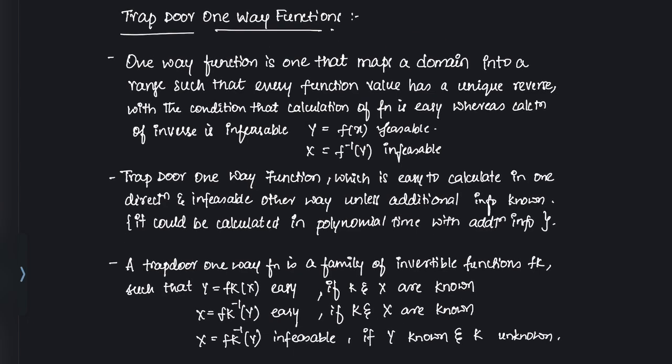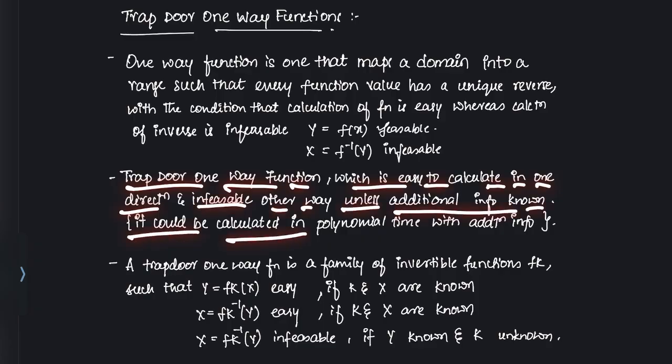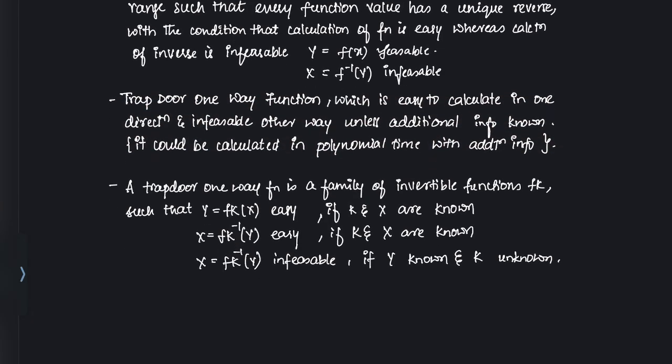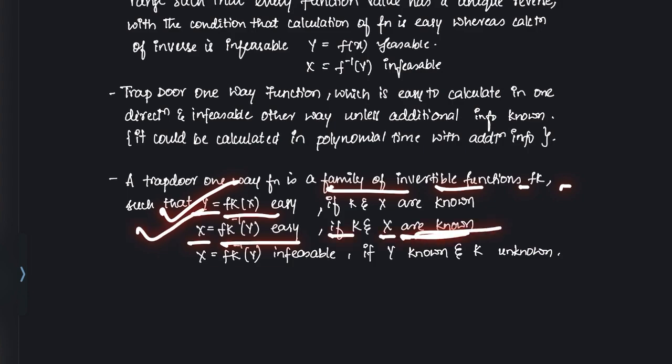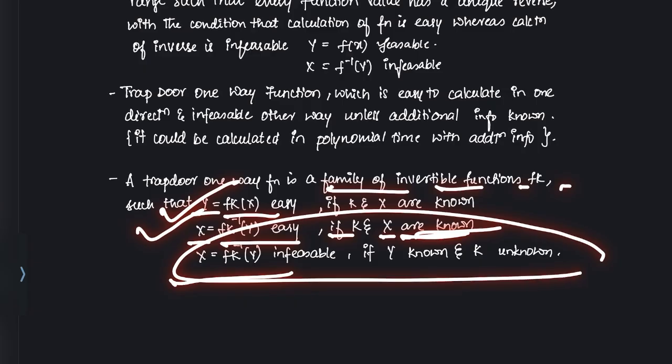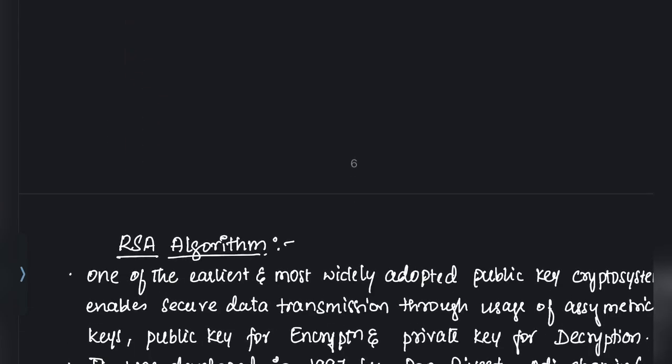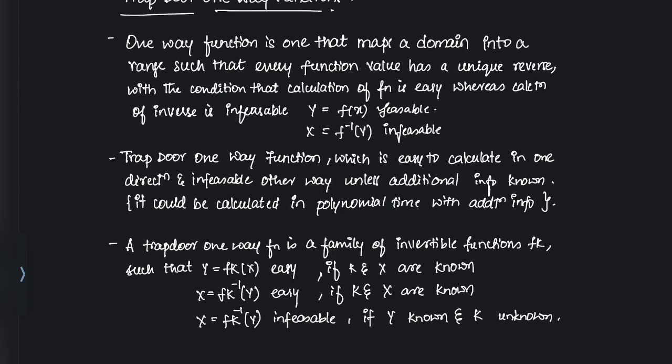Next, a trapdoor one-way function is easy to calculate in one direction and infeasible the other way unless additional information is known. It could be calculated in polynomial time with additional information. This is a rare case. So a trapdoor function is a family of invertible functions such that y equals f of x is easy, and x equals f inverse of y is easy when k and y are both known. If any one is unknown, then it is infeasible. So this is what the trapdoor function speaks of.